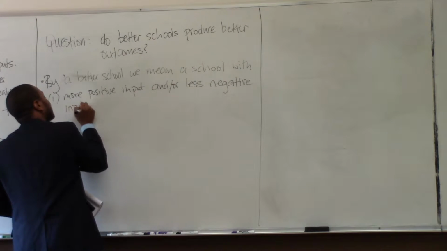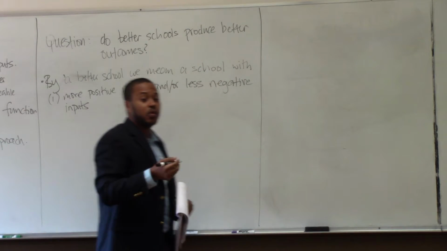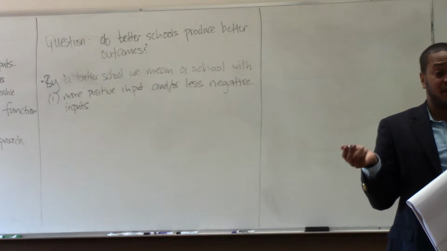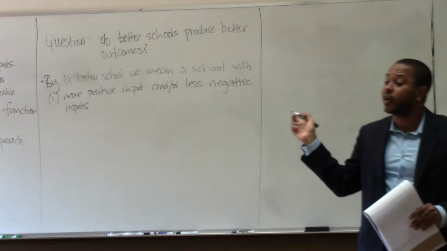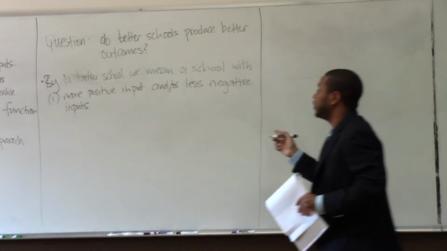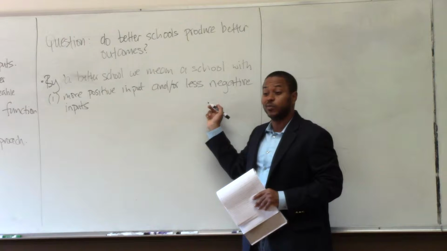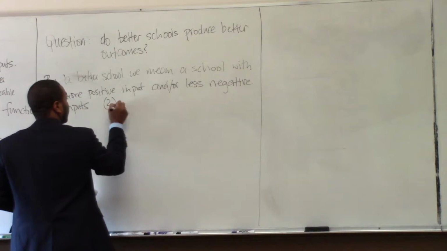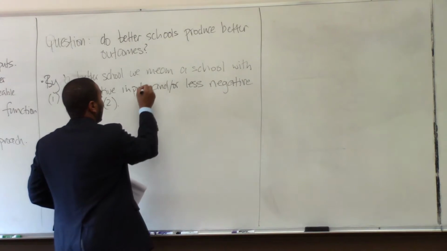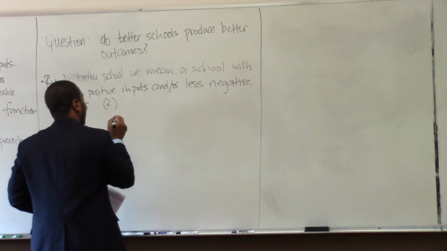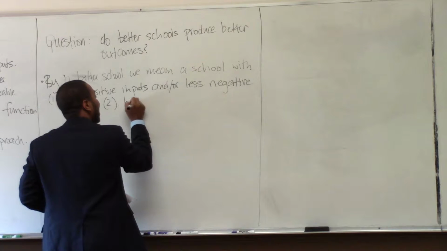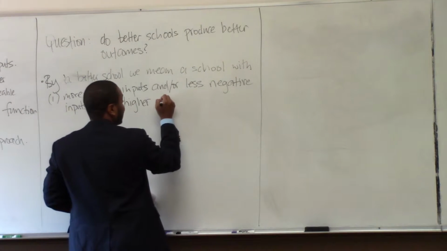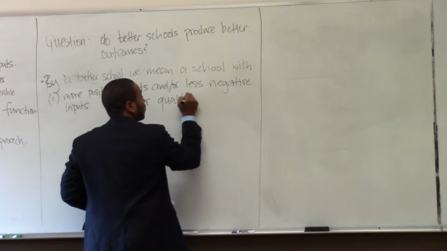So for example, imagine that you're at a school that's in a neighborhood where there's a lot of gang violence. And a lot of the kids that go to the school are in gangs, right? That can be a negative input. And so a better school in this context is a school that has fewer gang members in it, right? That has less negative inputs, sorry, or that has higher quality inputs.